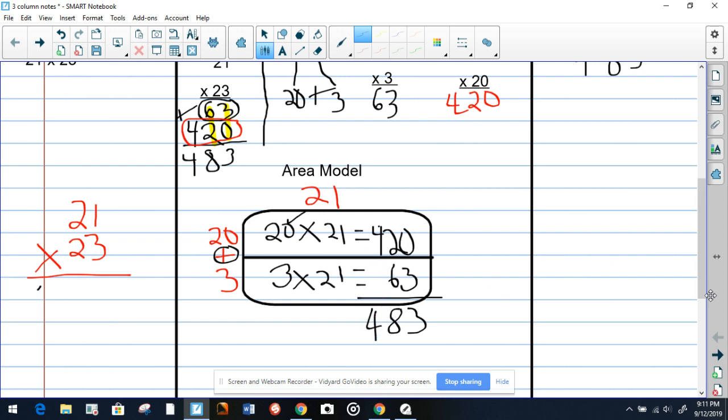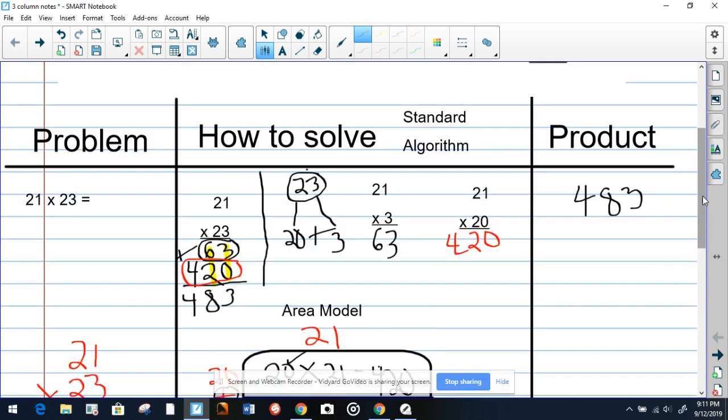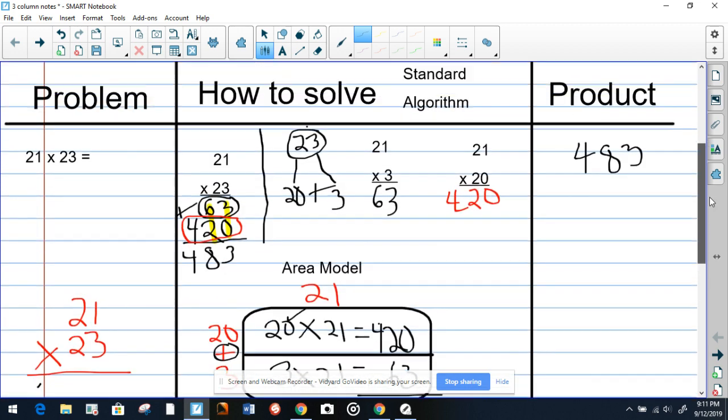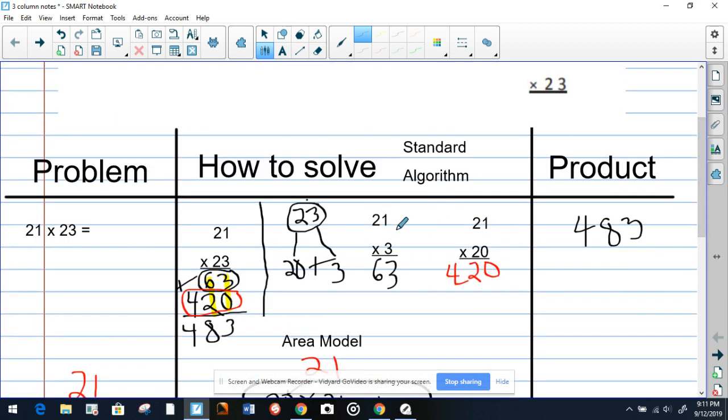Okay, my friends, make sure you watch this video again. This is how you solve a multiplication with the area model or the standard algorithm, which is this one.